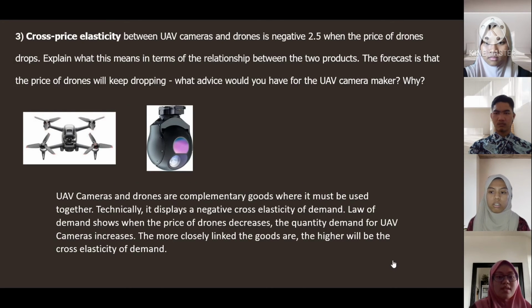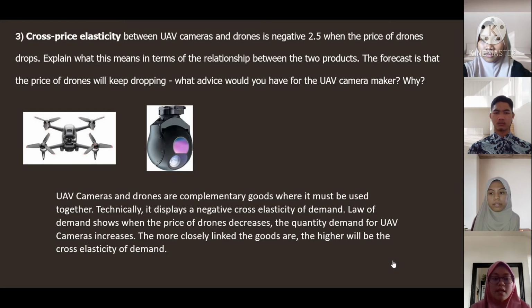The cross elasticity between UAV cameras and drones is negative 2.5 when the price of drones drops, because UAV cameras and drones are complementary goods that must be used together. Technically, it displays a negative cross elasticity of demand. The law of demand shows that when the price of drones decreases, the quantity demanded for UAV cameras increases.